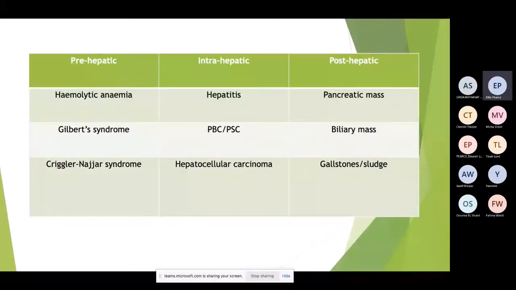So here's a broad overview of some of the causes. Gilbert syndrome as a prehepatic cause is quite interesting. These people tend to get an unconjugated hyperbilirubinemia in response to an acute illness. And then intrahepatic causes involve hepatitis, and that's all the different types of hepatitis: viral, alcoholic, autoimmune, liver cancers, and PBC or PSC, which in its initial instance causes liver damage. And then post-hepatic causes include blockages directly of the biliary tree, so things like pancreatic or biliary masses, and then obviously gallstones or gallstone sludge.